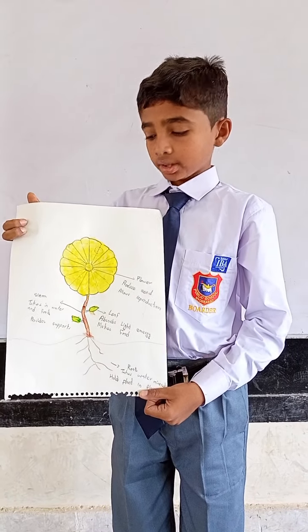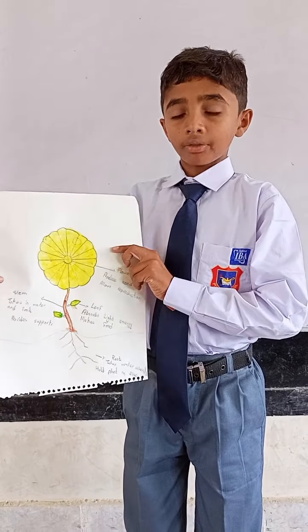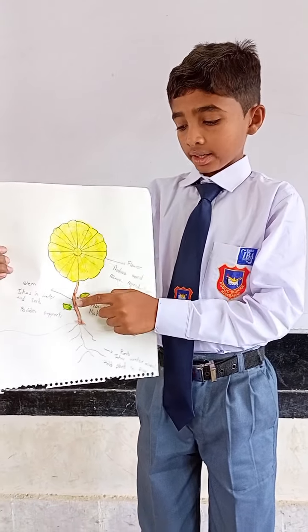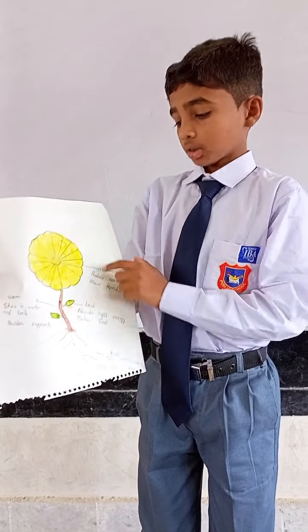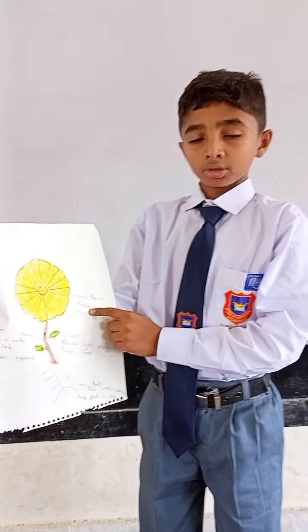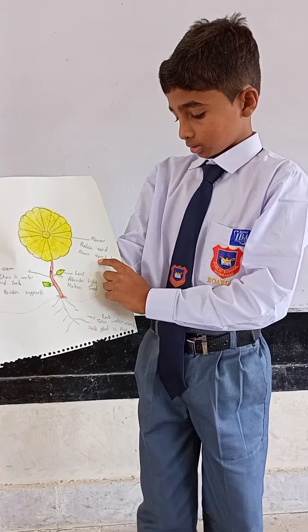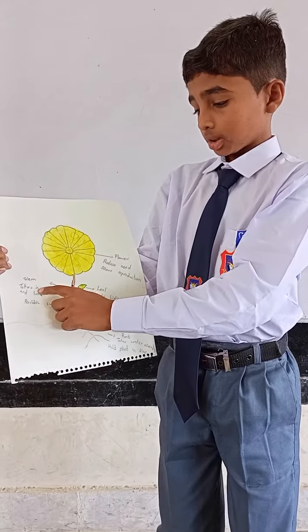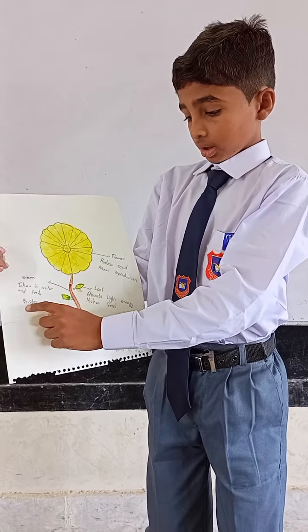Today my topic is flower. What are flowers? Flower has four parts: flower, stem, leaf and roots. Flower produces seeds, allowing reproduction. Stem takes in water and food.